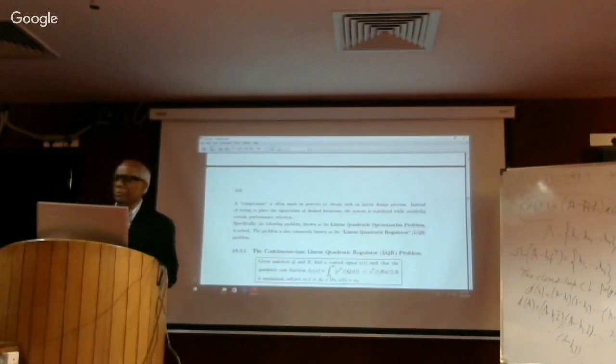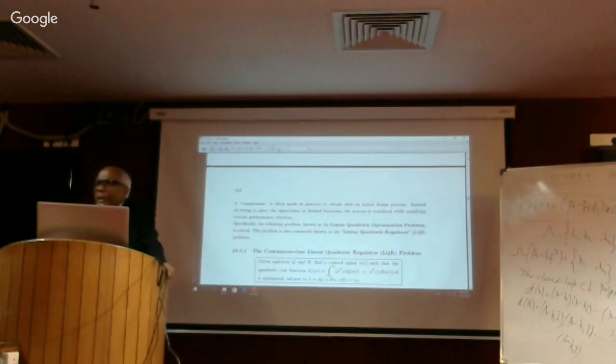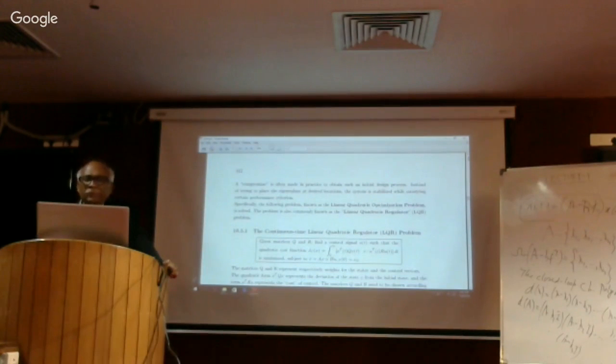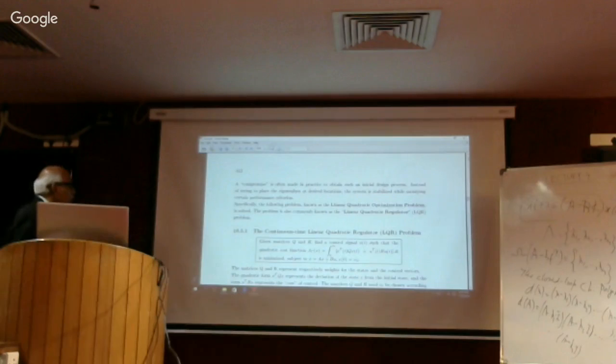So this is a classical problem called the linear quadratic regulator problem, the LQR problem. Probably all of you have seen this problem, right? Mathematically, the problem is: given two matrices Q and R, find a control input u of t in such a way that this cost function, the integral from 0 to infinity of x transpose t Q x t plus u transpose t R u t, is minimized, subject to that state space system.